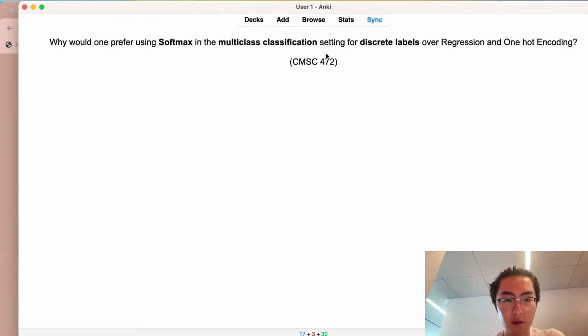One, prefer using softmax in the multi-class classification setting for discrete labels over regression and one-hot encoding. So softmax gives you a probability. Regression and one-hot encoding both give you labels. Sometimes when working with discrete labels, trying to convert them into numerical labels is difficult, and sometimes there's some implicit ordering that comes into play when you don't want it.